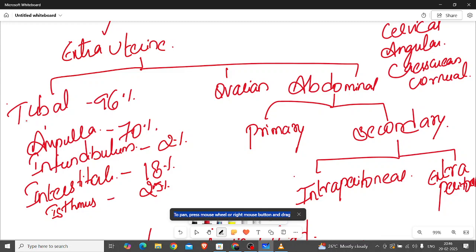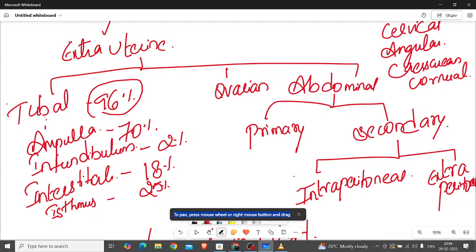If the pregnancy is in the fallopian tube, it is mostly 96%. In the beginning itself we saw that this tubal pregnancy also represents ectopic pregnancy. In case of the ampulla, most of the time we identify the ampullary part pregnancy, that is about 70%, and very less it is seen in the infundibulum, that is only 2%, and the other regions include interstitial and isthmus, that may be about 18% and 25%.